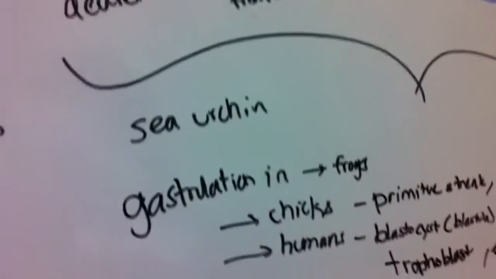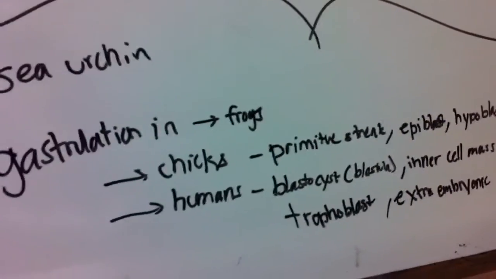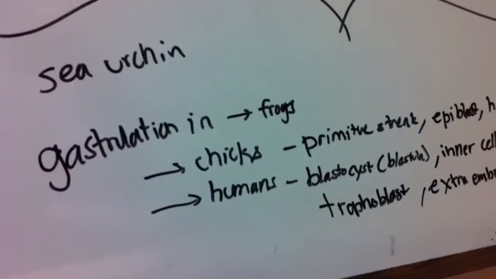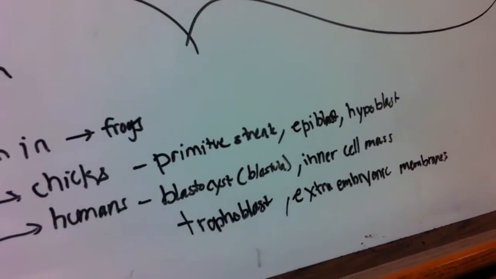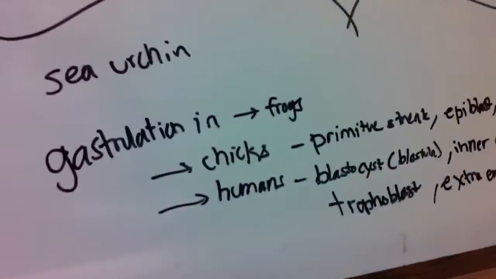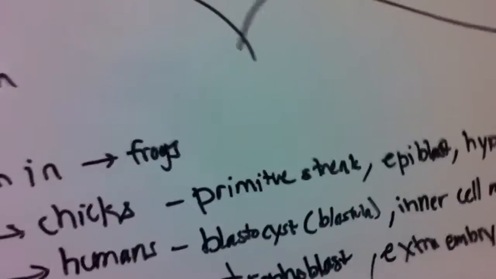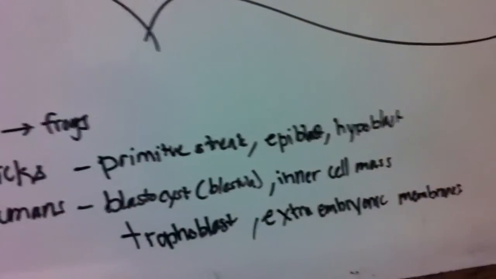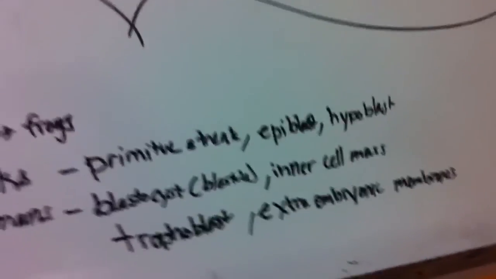Now, there are a whole lot of other types of gastrulation. Gastrulation for frogs, gastrulation for chicks, and gastrulation for humans. Gastrulation for chicks will include the primitive streak, the epiblast, and the hypoblast, and gastrulation for humans will include the blastocyst, also known as the mammalian blastula, inner cell mass, trophoblast, and extraembryonic membranes.